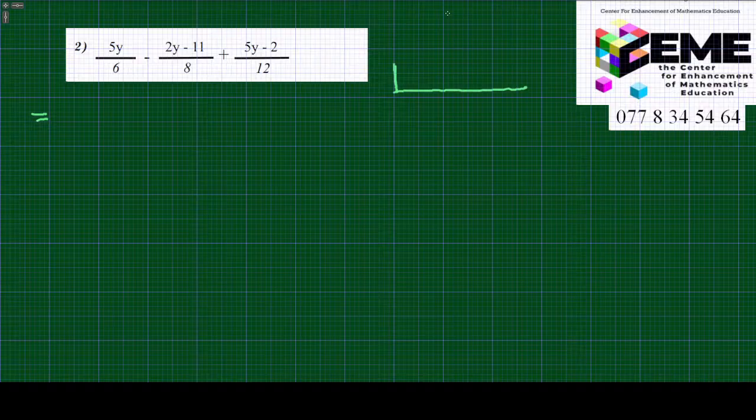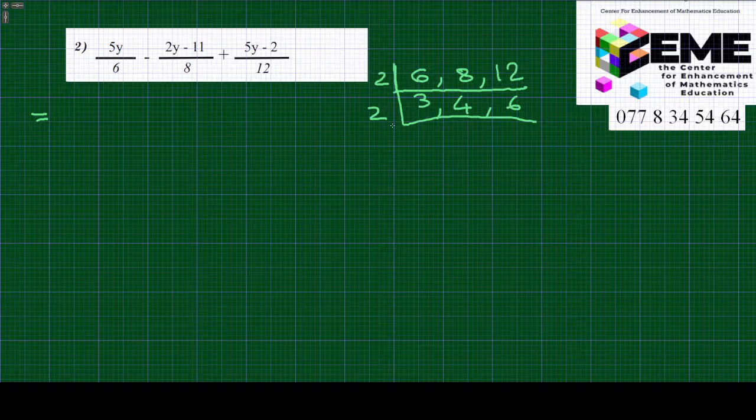So LCM would be the best value. So let's find the LCM of 6, 8 and 12. So how do we find the LCM of 6, 8 and 12? Start dividing them by prime numbers. So divide by 2, that's 3, 4, 6. Once again we can divide by 2, that's 3, 2, 3. Now divide by 2, that's 3, 1, 3.